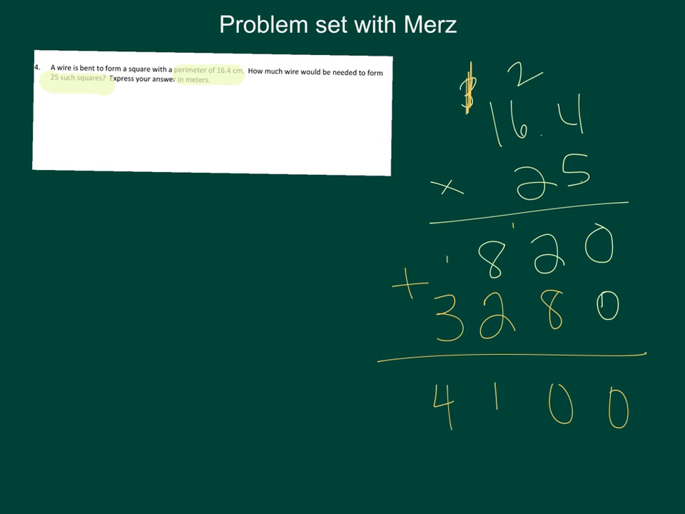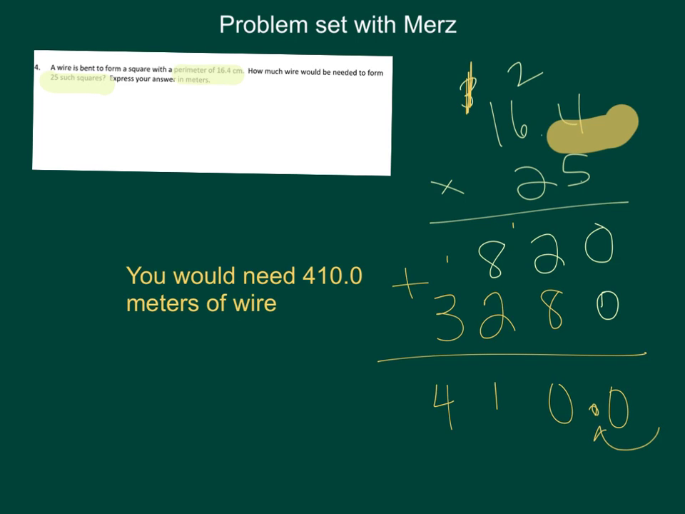4100. Now, we need to figure out where to add our decimal back in. It is 1 hop over in our problem. It is 1 hop over in our answer. I'm almost done. Because it's a word problem, my answer needs to be in words. And you would need 410.0, or just 410 meters of wire for those 25 squares.